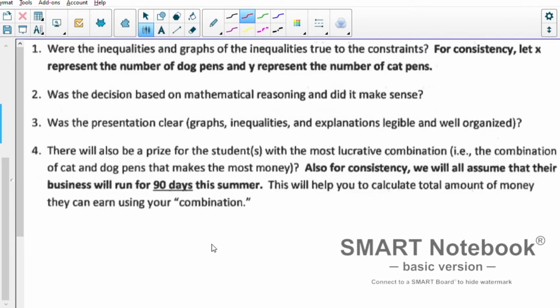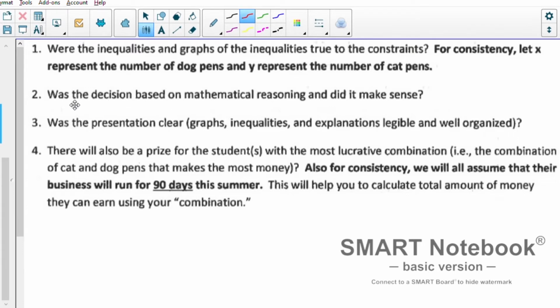So when I grade this, I will be looking for a few different elements. First of all, I need to know if the graphs are actually accurate. So they have to be correct. And I would like all of you to use X as the number of cat or dog runs and Y to represent the number of cat pens, just so that I can have all of the graphs be the same. It's much easier for me to grade that way, so thank you.